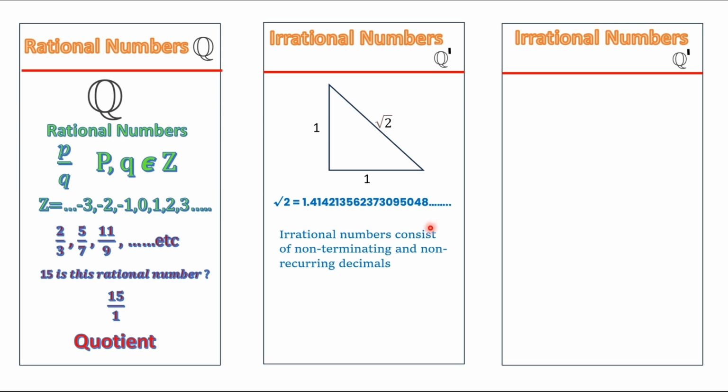And non-recurring: repetition also will not be there. We don't know what number we will get next. So here the numbers won't repeat and won't terminate. They keep coming. Those are called irrational numbers, and these numbers cannot be written in the form of p by q. We can never write these numbers in the p by q format.